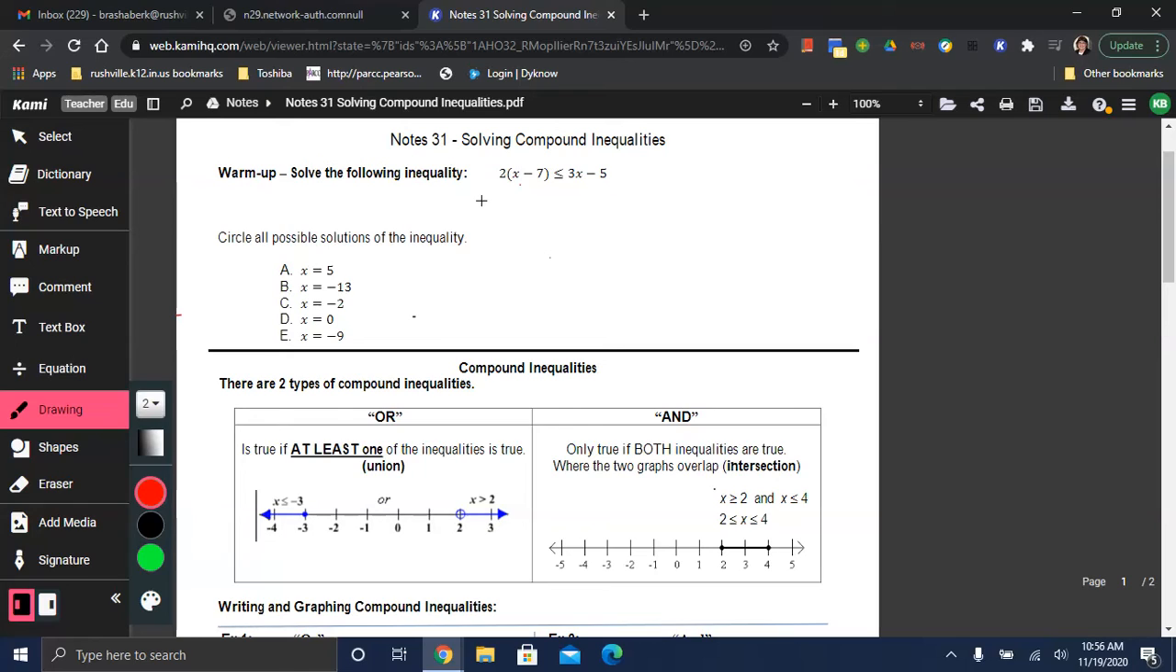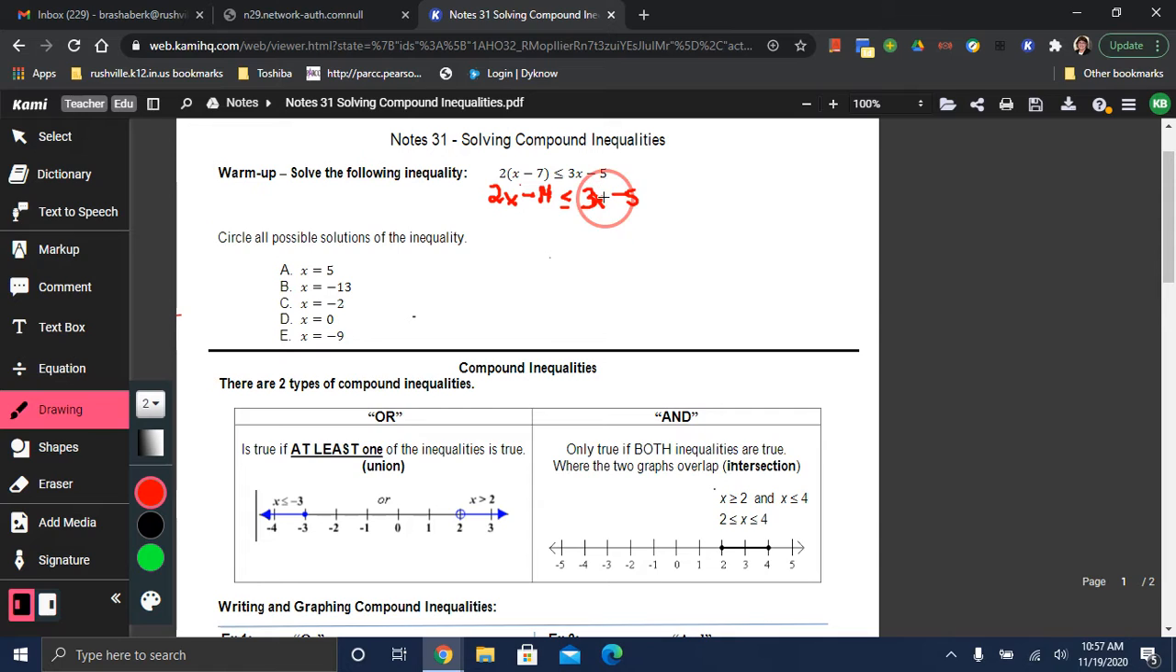Hello, students. We're going to be working on solving compound inequalities today. And I thought we would review first by solving a basic simple inequality. So you'll see, first of all, we need to remove our parentheses. We'll do the distributive property. So that would be 2x minus 14 is less than or equal to 3x minus 5.